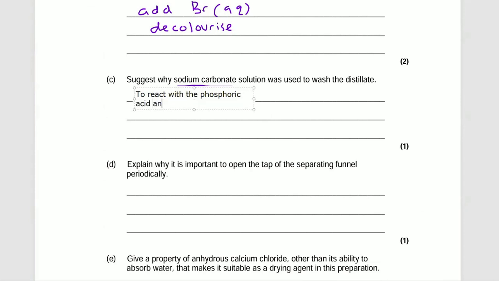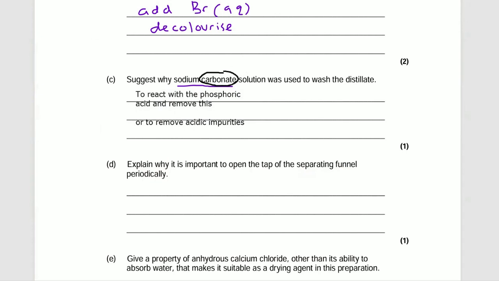And the next question, D, says, why is it important to open the tap of the separating funnel periodically? Why do you think they need to open it every now and again? As we've just used sodium carbonate with acid, what's going to be a byproduct? What gas is going to come off, do you think? What's the danger if we let that gas just build up in the equipment?